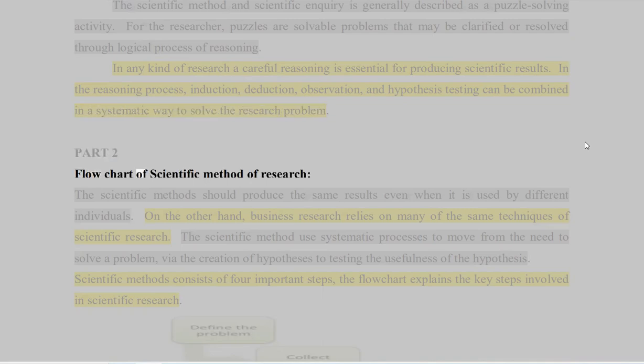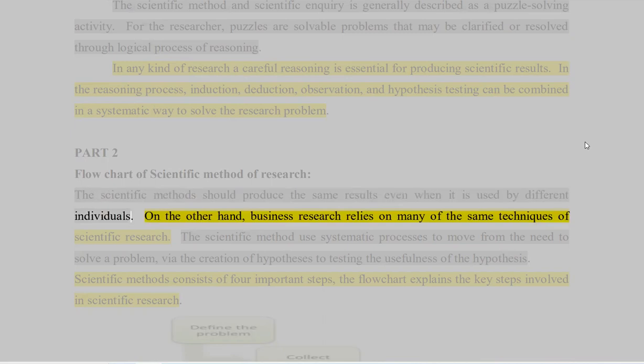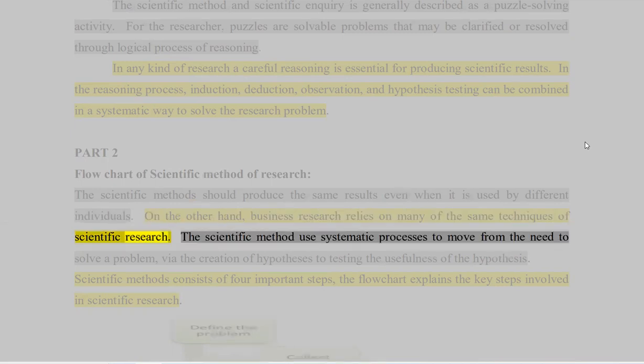Part 2: Flowchart of scientific method of research. The scientific method should produce the same results even when it is used by different individuals. On the other hand, business research relies on many of the same techniques of scientific research.